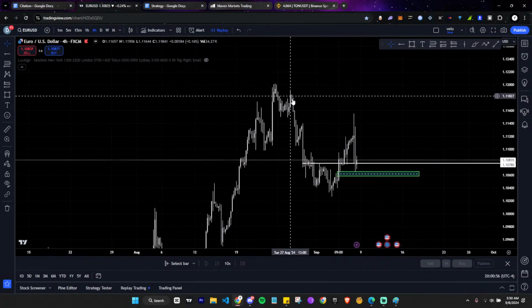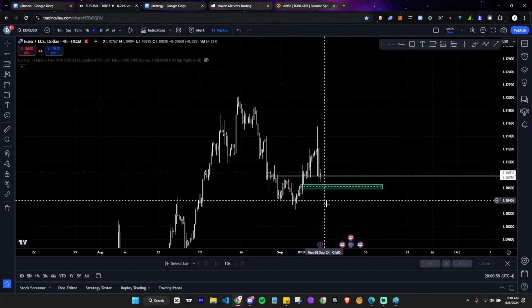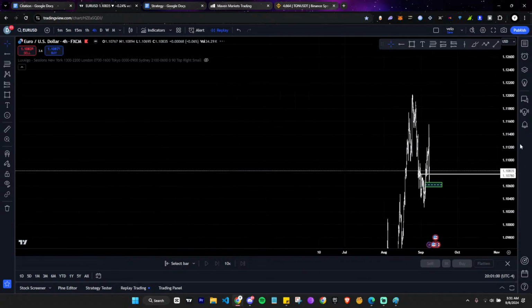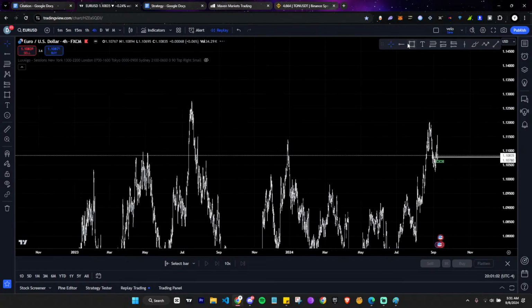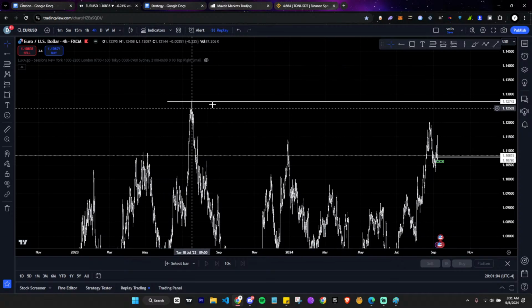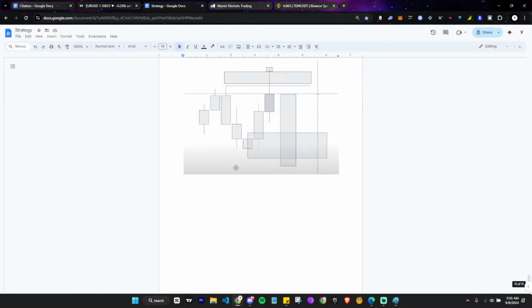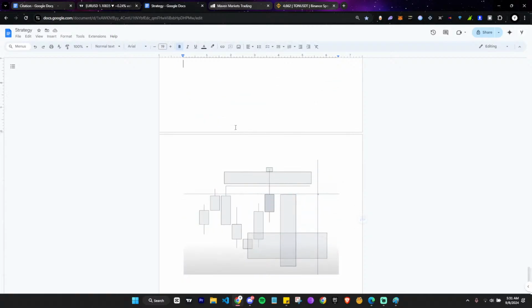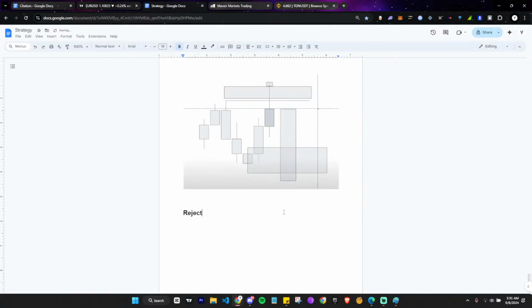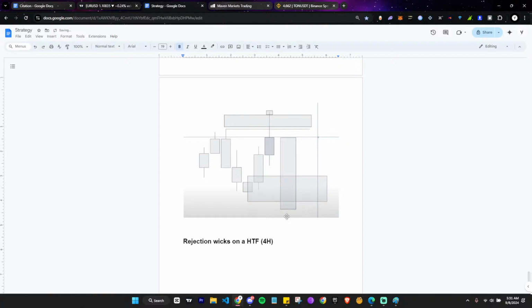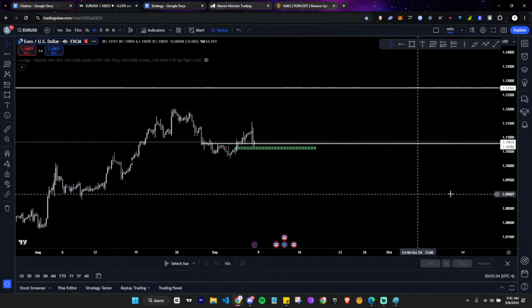So I'm expecting this to be the range where price pulls back and then reverses towards what it was supposed to do earlier, that long-term high over here. Okay, simple stuff. As you guys can see, this is an example of rejection wicks on a higher time frame, for example the 4 hour. This is what happens when you pay attention to 4 hour rejection wicks. That's something I forgot to mention.